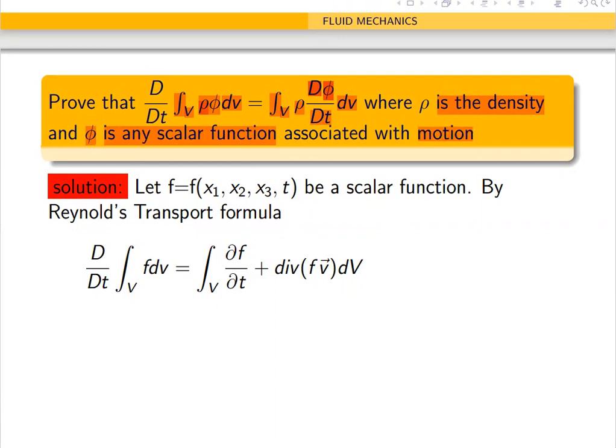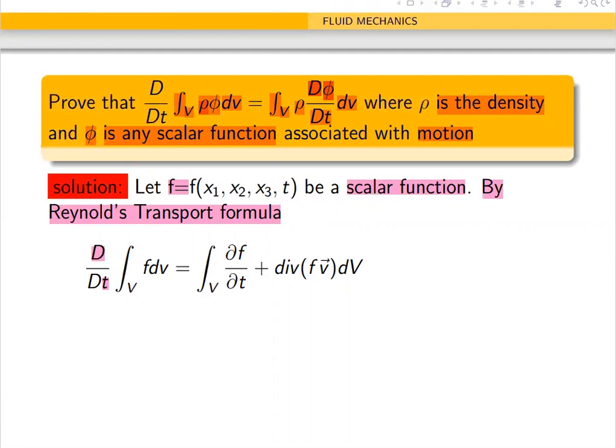Solution is very, very simple. Okay, let us take any scalar function. Let f be any scalar function. We have Reynolds transport formula. What is Reynolds transport formula?